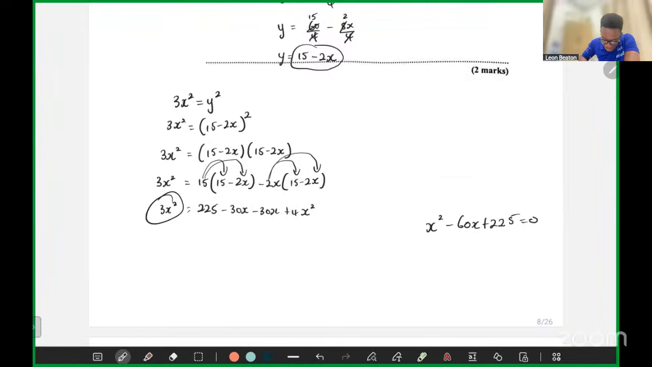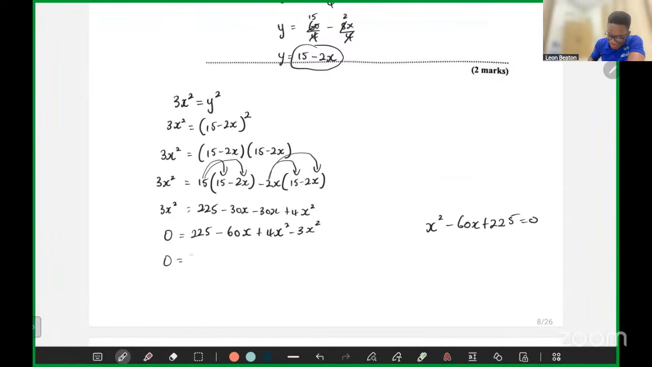So what we can do, we can just take over this 3. This 3 is here, so we can just take it over this side. So we'll have the equal 0. This will be 0 is equal to 225 negative 30x minus 30x. That'll give us negative 60x. And we can put the plus 4x squared. And then when we take over this 3x squared, it will become minus 3x squared, since it was adding here, we take it over to subtract.